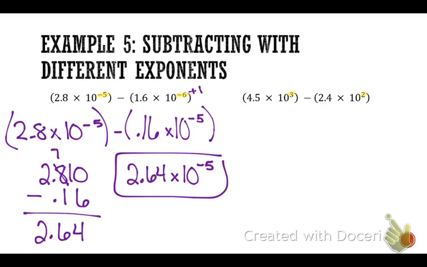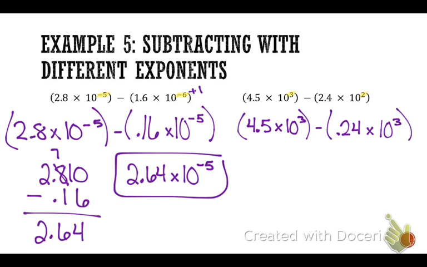Okay, let's do the next one. Raise your hand when you have the answer. I know a couple of you already have it. Go ahead and do the next one, and we'll wrap it up. Which one do we need to change? The first one or the second one? Second one needs to bump up by how many? By 1. So that tells me that I have to move my decimal left 1 place to make it 0.24 times 10 to the 3rd.